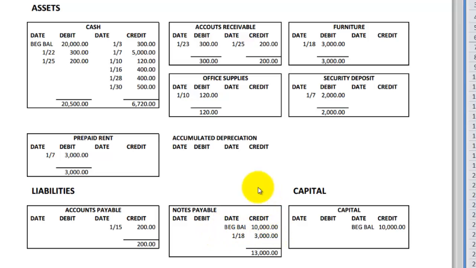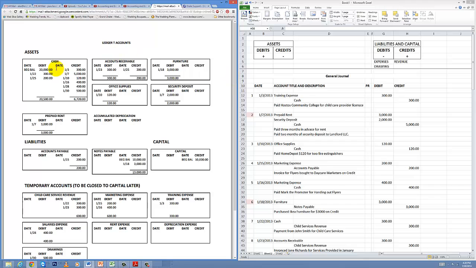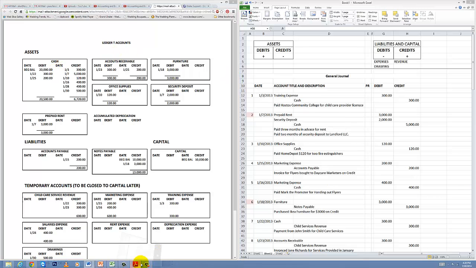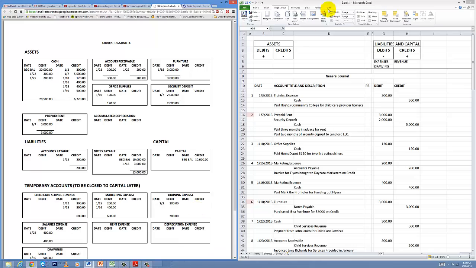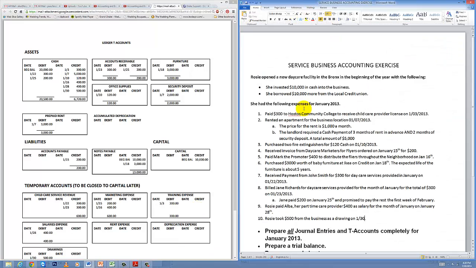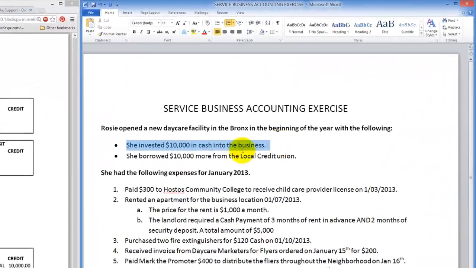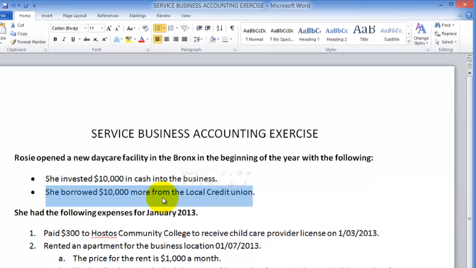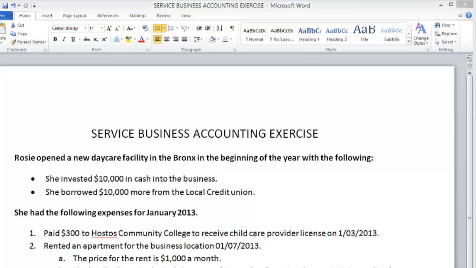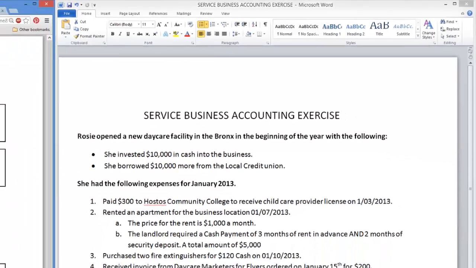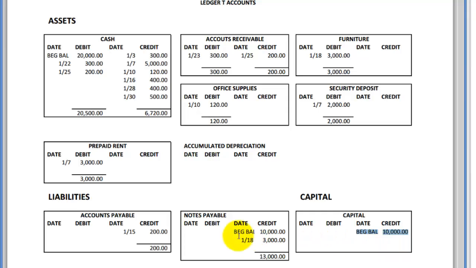So in this case, cash, if we take a look at the original exercise, cash had a beginning balance of $20,000, 10 from the business, 10 from the local credit union. So we have $20,000 in cash here, and then capital has a beginning balance of $10,000, which was Rosie's beginning investment, and we have a beginning balance of $10,000 from the loan that we took from the credit union.